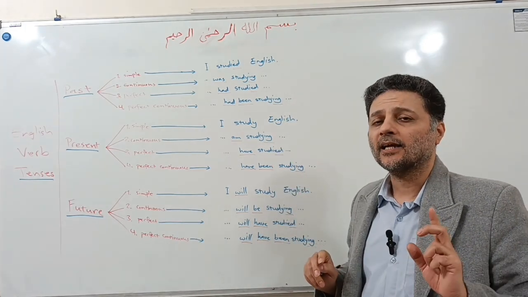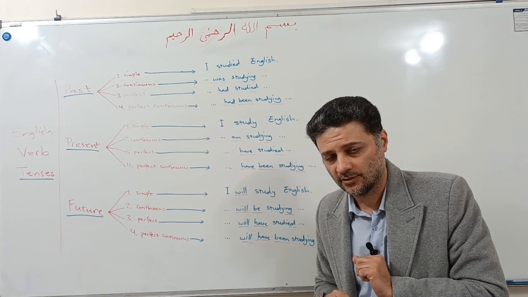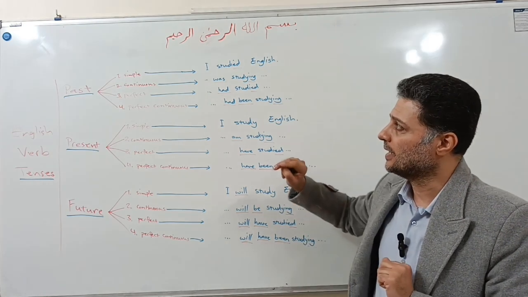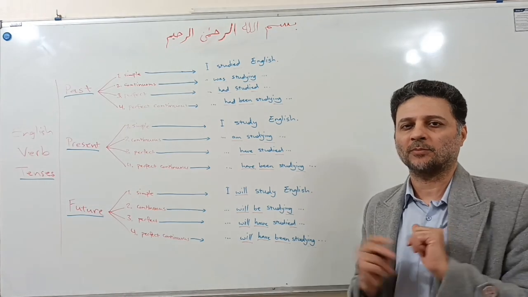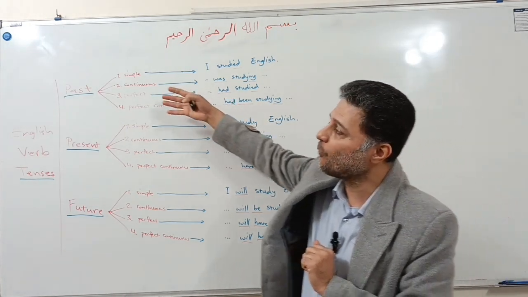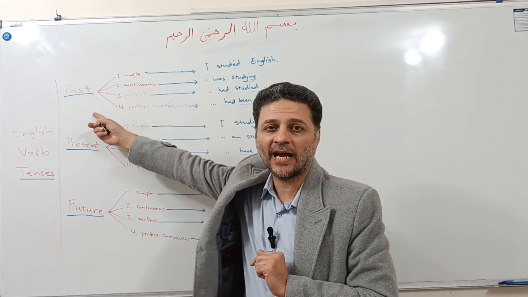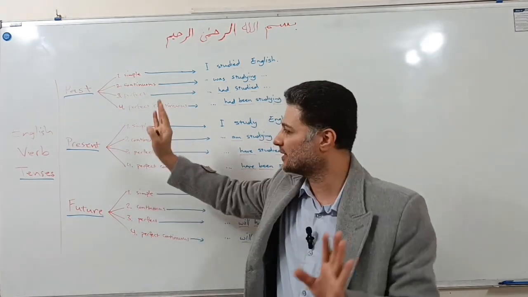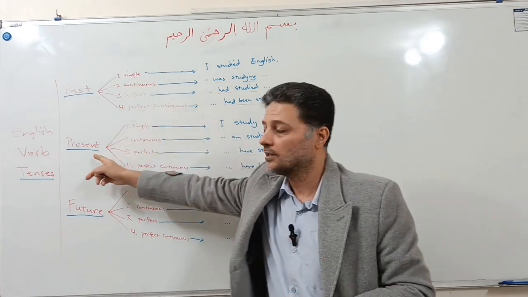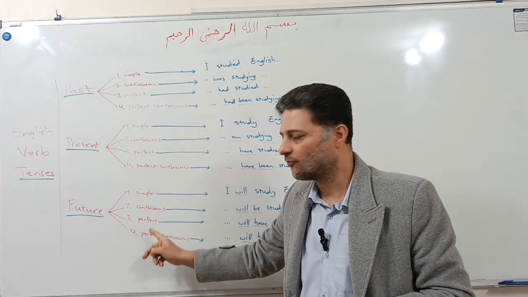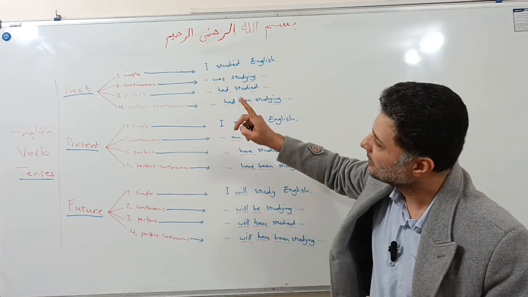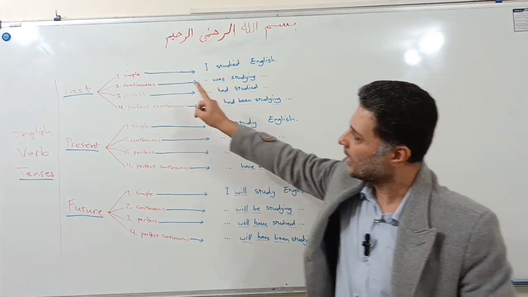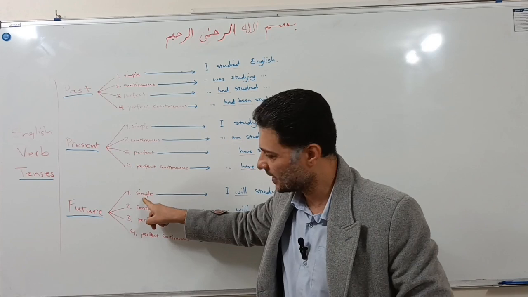But the unique thing in English is that it's evenly distributed. What do I mean by this? I mean that you have 4 subcategories under past tense, and very similar under the present one, and exactly 4, again, subcategories under future tense. And as you have noticed already, we have the simple one in all of them as the first one.